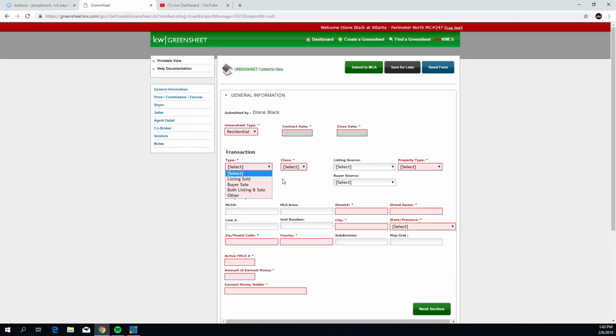So, active FMLS, amount of earnest money, and who the earnest money holder is. Hopefully, if it's a buyer, it's us. Sometimes. But that did throw me on that green sheet when it said MLS number and then it said active FMLS. Right, but you clarified to me that they were looking for the FMLS number. If it's not an FMLS, you can put the Georgia MLS number, but remember, in FMLS, you're having to pay FMLS at the end of the transaction. Anybody remember what that fee is?